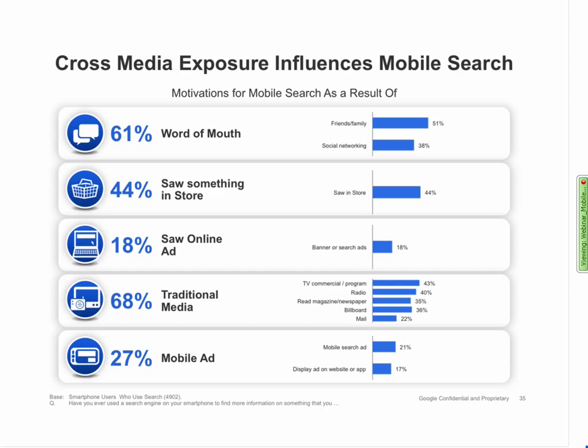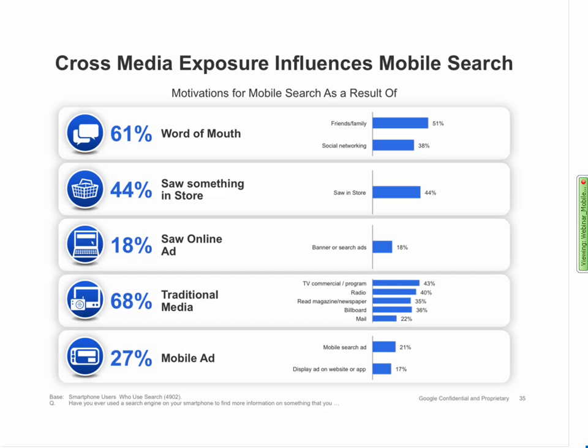We saw earlier about how people are using their phones in their store. 70% are using phones in their store to help with shopping, and that also probably helps to explain why 44% of people are searching because they saw something in the store. Now, what I found really interesting was that a lot of searches are happening because of ads, and this really talks to the cross-media effects, especially around traditional media.